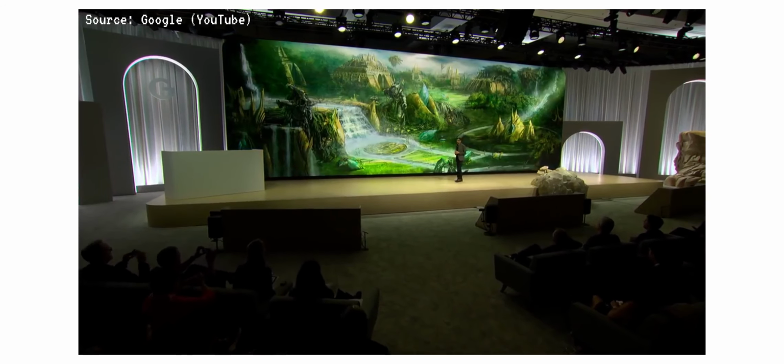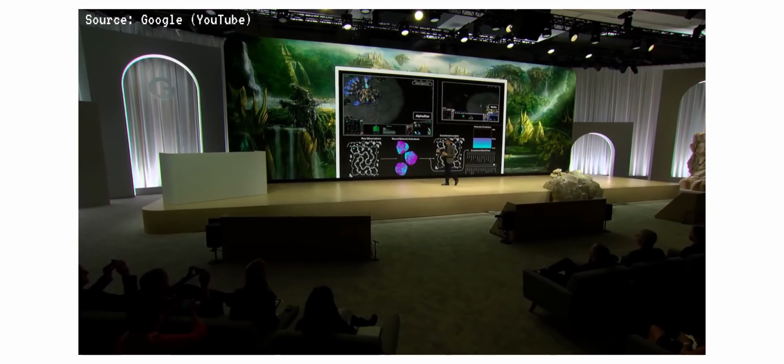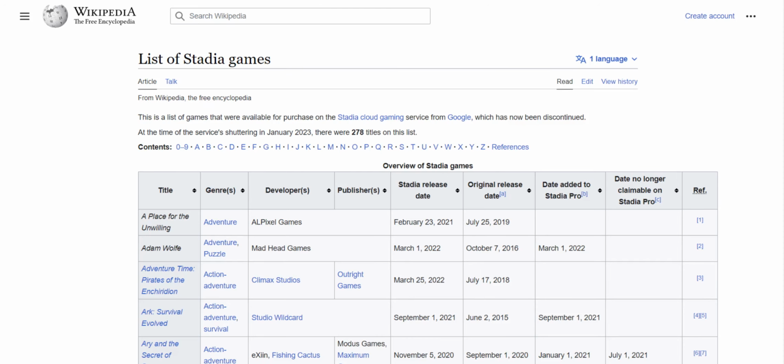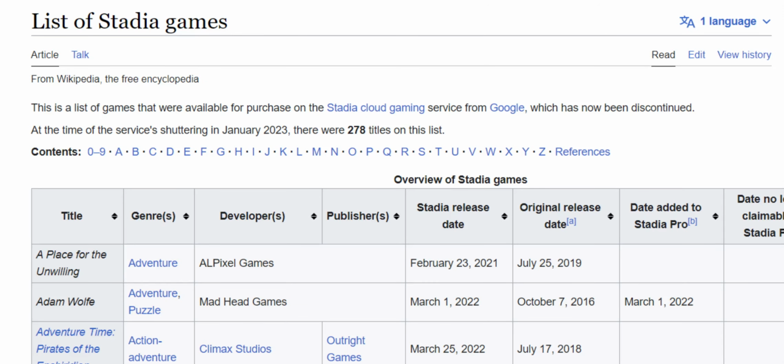Google's inexperience also meant that they initially had a very small catalog of games, and even now they only have 277 titles, which is the lowest among major cloud gaming providers.